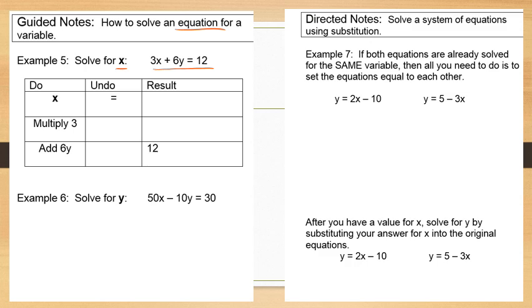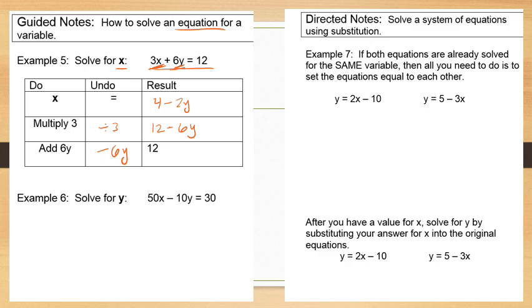Looking at x, we can see that we first multiply by 3. Then we add 6y. So we're going to undo that. We will subtract 6y, so I'm going to have 12 minus 6y. Then we do the opposite of multiplying by 3, so divide by 3. You can imagine 12 divided by 3 would be 4, minus 6 divided by 3 would be 2. So I have 4 minus 2y.